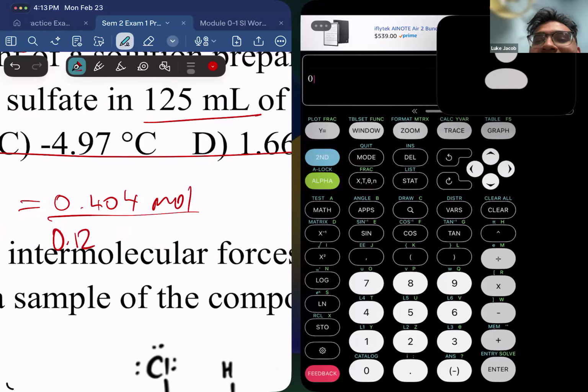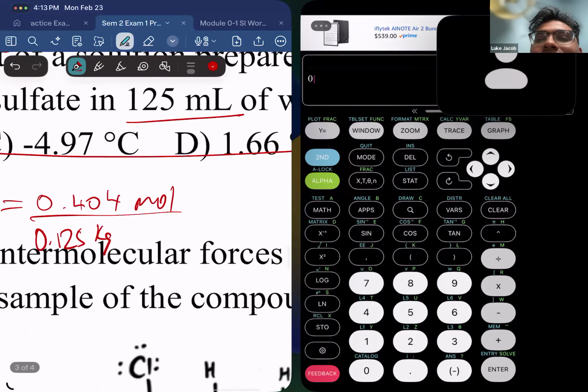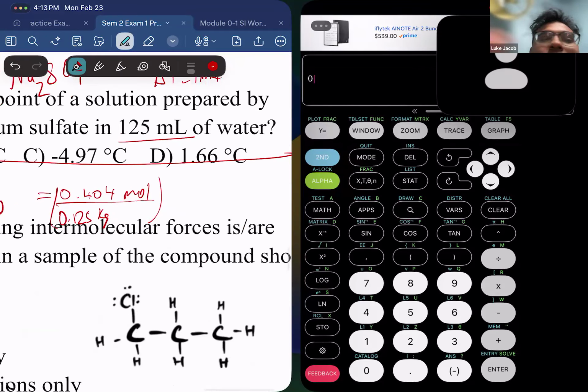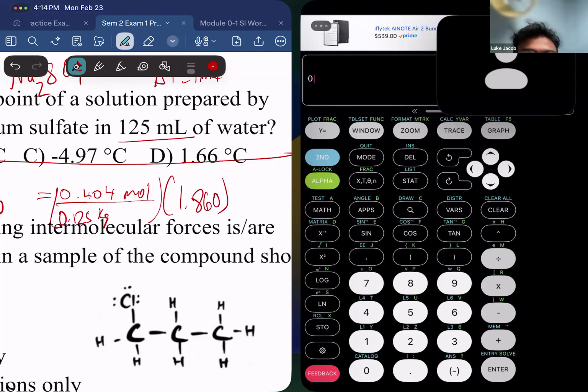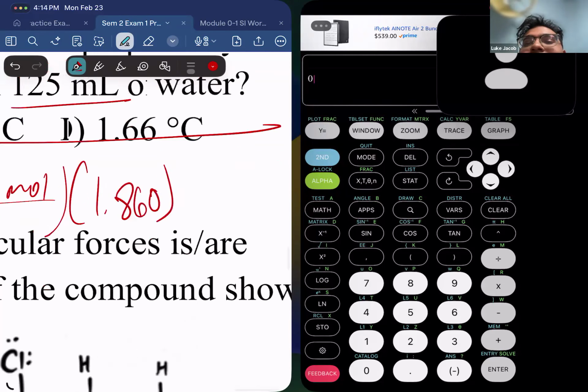So 125 kg, that's the solvent. Let me look up the KF. We're asking for the KF of water? What's the KF for water? 1.860. Oh, that's the KF, 1.860. Okay, so I got mixed up. All right, good. Thank you.